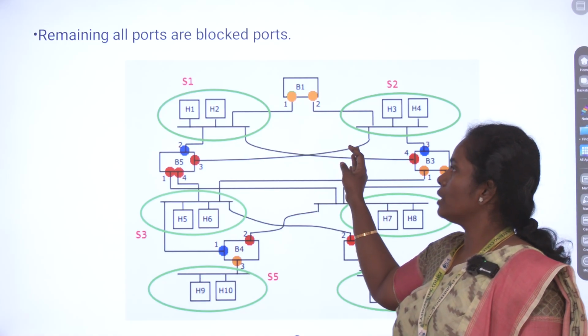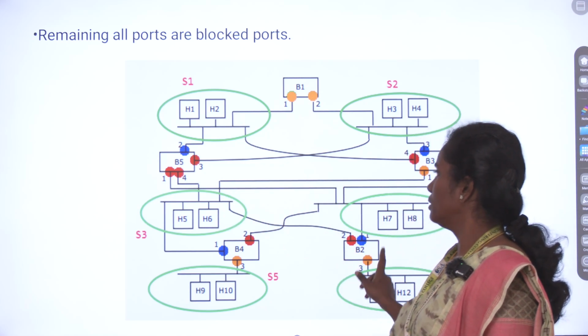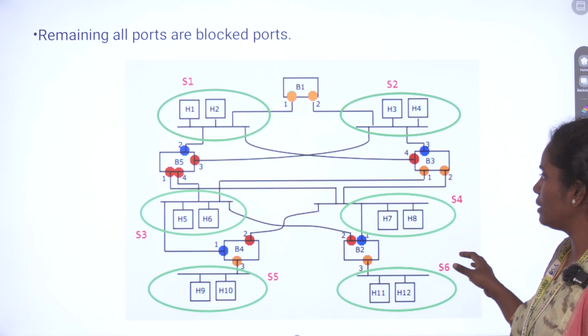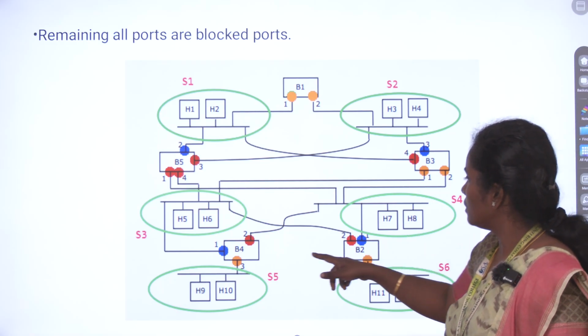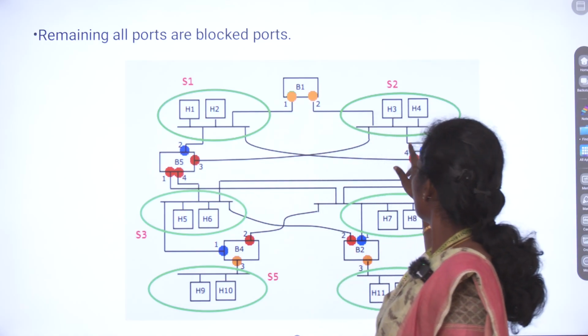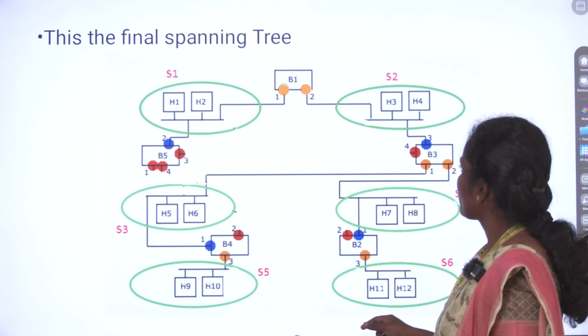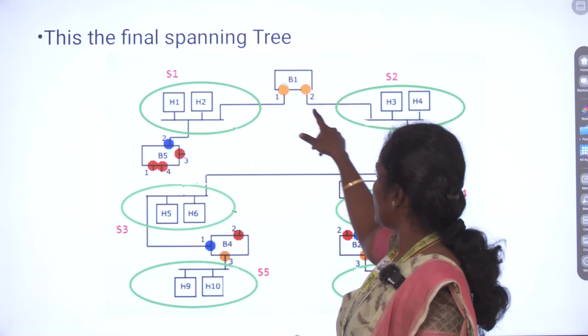Once the designated ports and the root ports are marked, the remaining ports which are not used are blocked ports, which avoid cycles, to get the spanning tree. See here, the red colored ports are the blocked ports. These ports are not used. See, these ports are removed. After removing these ports, we will get the spanning tree.